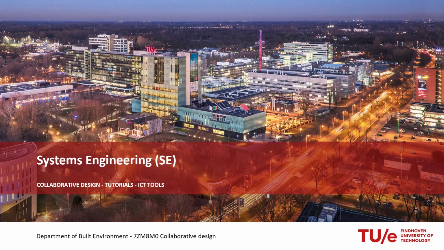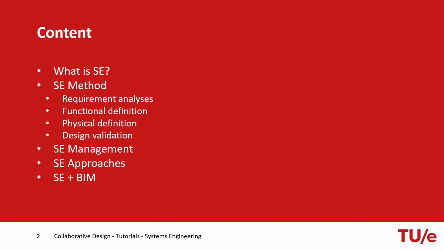In this instruction video I will explain how to use systems engineering for your collaborative design project. First, we define systems engineering. Then the 4 basic steps of the systems engineering method will be discussed. The relation to project management is shown. Different approaches are given. And finally, the relation with BIM is defined.